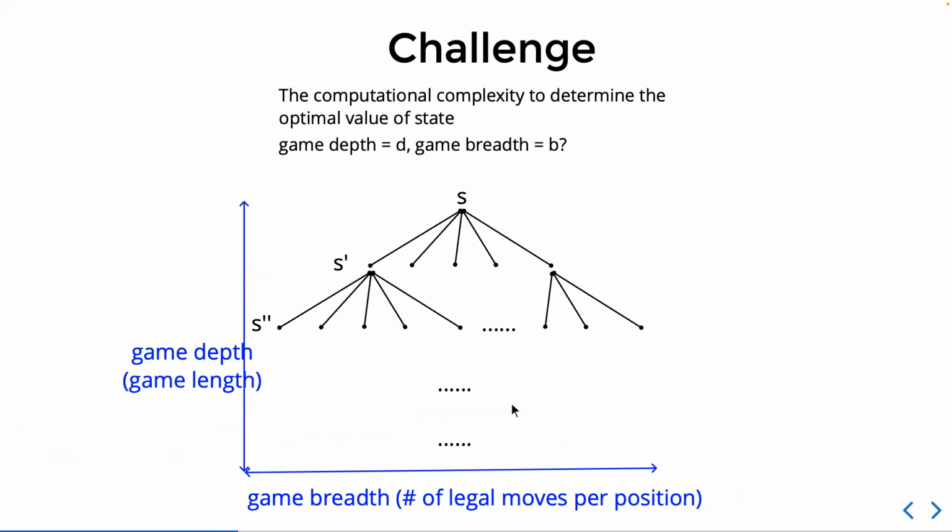So given a computational tree, right? So the game depth is D and the game breadth is B. And what is the computational complexity to find the best path? Okay, so is anyone a volunteer to calculate this one?